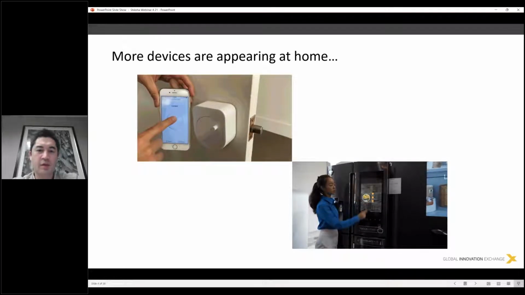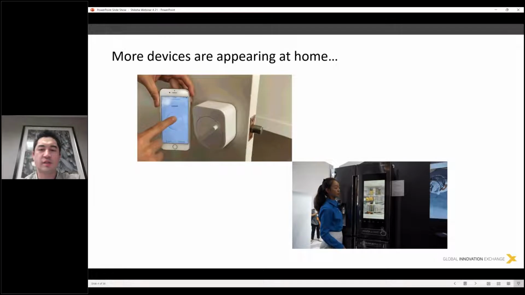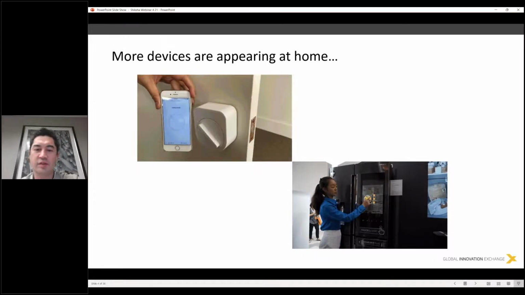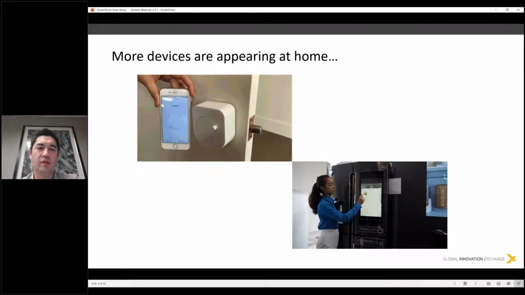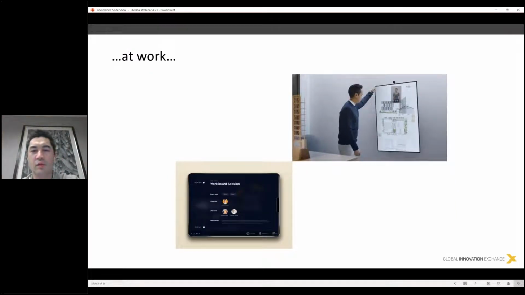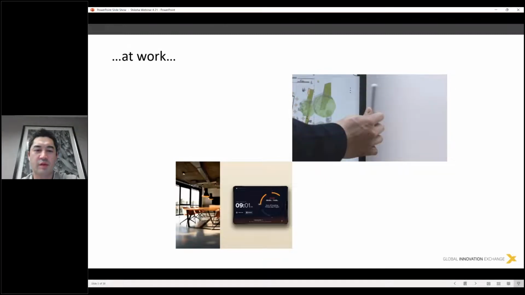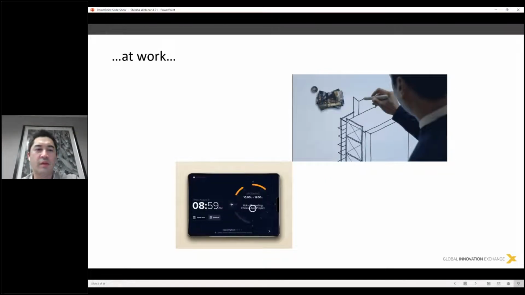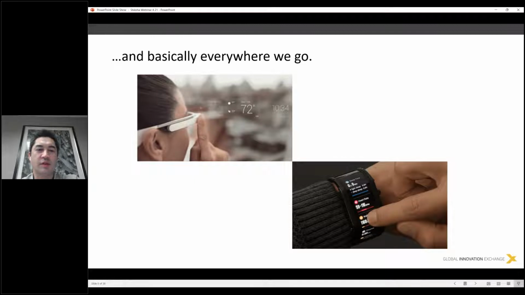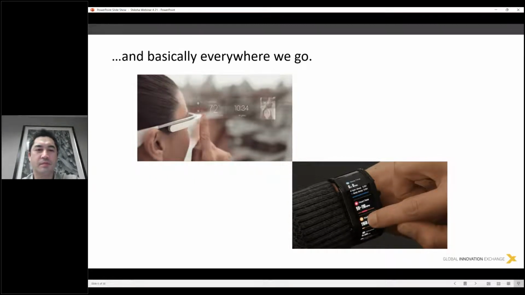I'm sure we know that the world is changing very rapidly and that more smart devices are appearing in a lot of different environments around us. We see devices at home, and we may start seeing more devices at work, whether in a meeting room or even in your office. And then, of course, there's a rise in wearable devices. So there are a lot more smart devices that appear everywhere we go.